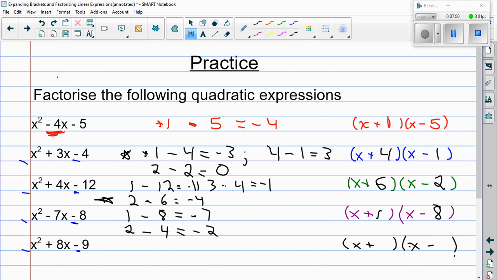And then our final one, what two numbers multiply to find 9? Well, 1 and 9, and 3 and 3. Well, what happens when we subtract these numbers? Well, 1 minus 9 is -8, and 3 minus 3 is 0. So we have -8, but we wanted +8, so we know we're going to just take the opposite signs. So we're going to take -1, and we're going to take +9, and call it a day.